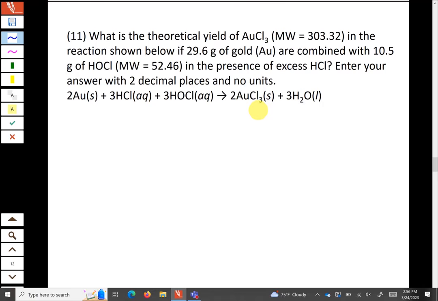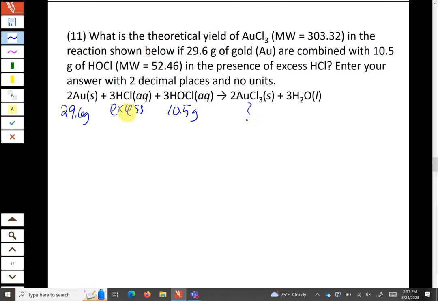But here we're looking for the theoretical yield of gold-3 chloride when we have 29.6 grams of gold combined with 10.5 grams of HOCl in the presence of excess HCl. All right, so we have, in this case, 3 reactants. We're told that this one is in excess, so that's good. But we're given exact amounts of the other 2: 29.6 grams of gold and 10.5 grams of HOCl. We're trying to find how much of this product is going to be formed.